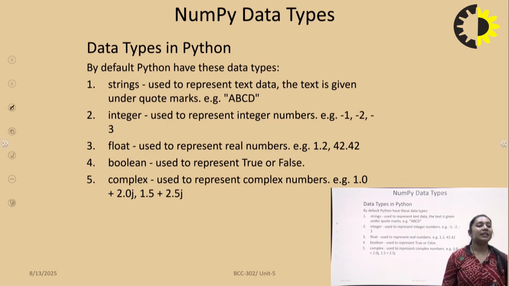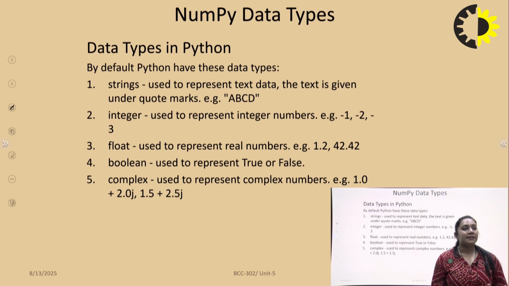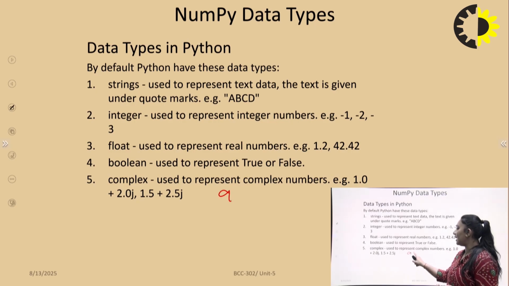Next is data types in Python. By default, the data types in Python include string, which is used to declare text data; integer, which is used for integer numbers; float, used to represent floating numbers; boolean, used for true and false; and complex number, which is simply a + bj.